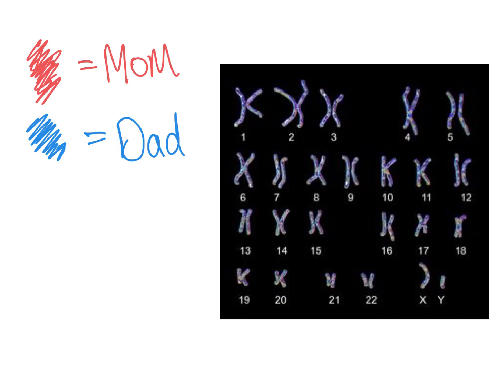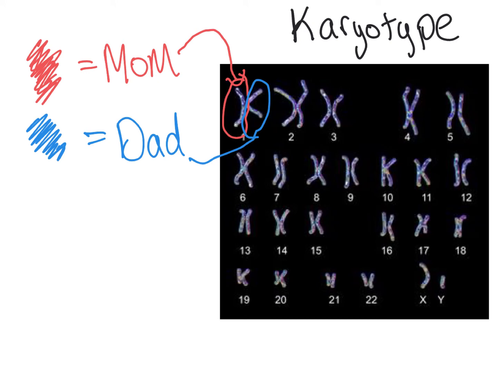So in this picture, we can see there's one chromosome from mom in this pairing and one chromosome from dad in this pairing. This picture is called a karyotype. And what it does is it shows all the chromosomes lined up together. And we'll talk more about this on another day.